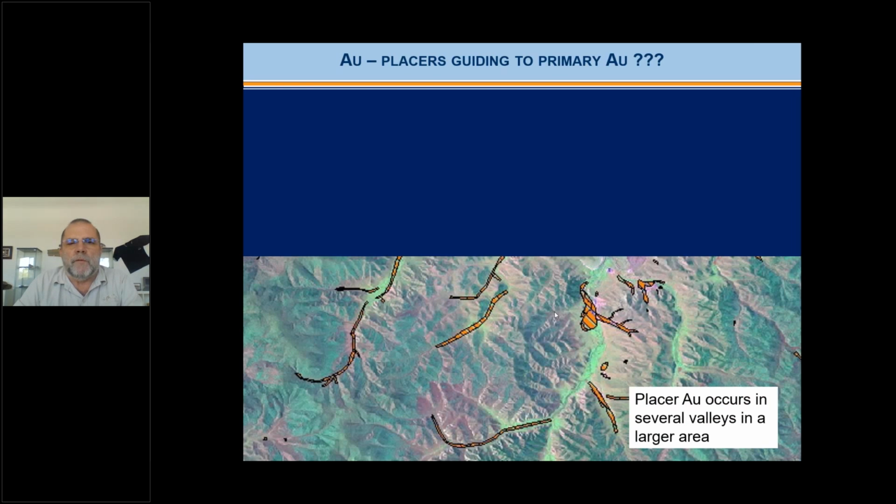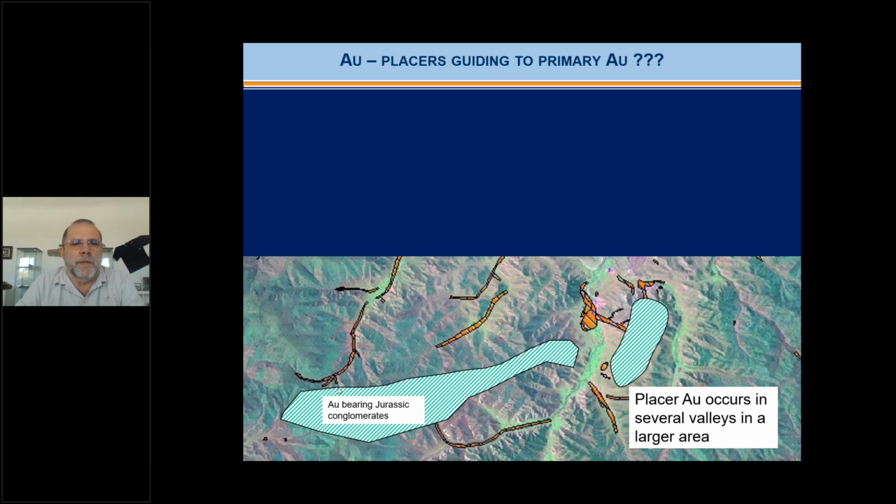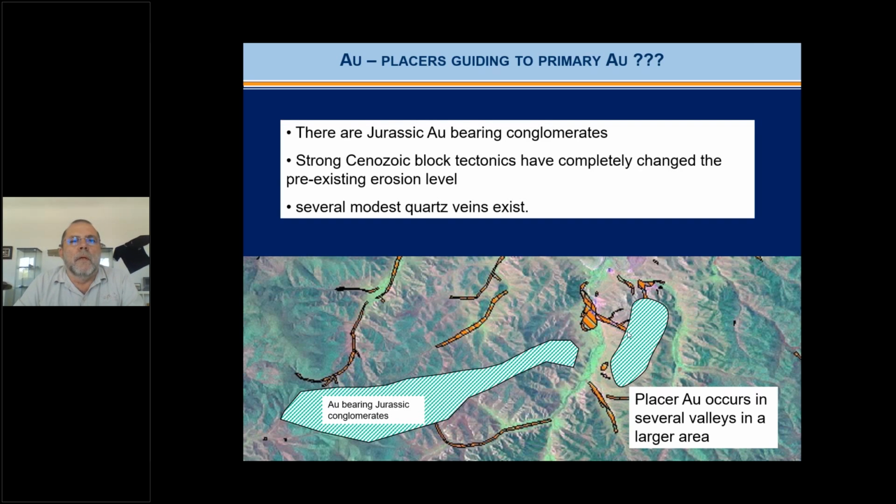But if you think that placers or stream sediments always guide geologists to hard rock gold deposits, it is wrong, because what we can see here are low-grade Jurassic gold-bearing conglomerates producing placers by themselves, recent placers. And so these placers guide the geologist to the Jurassic conglomerates, which are by themselves not economic because the gold grade is too low in them.